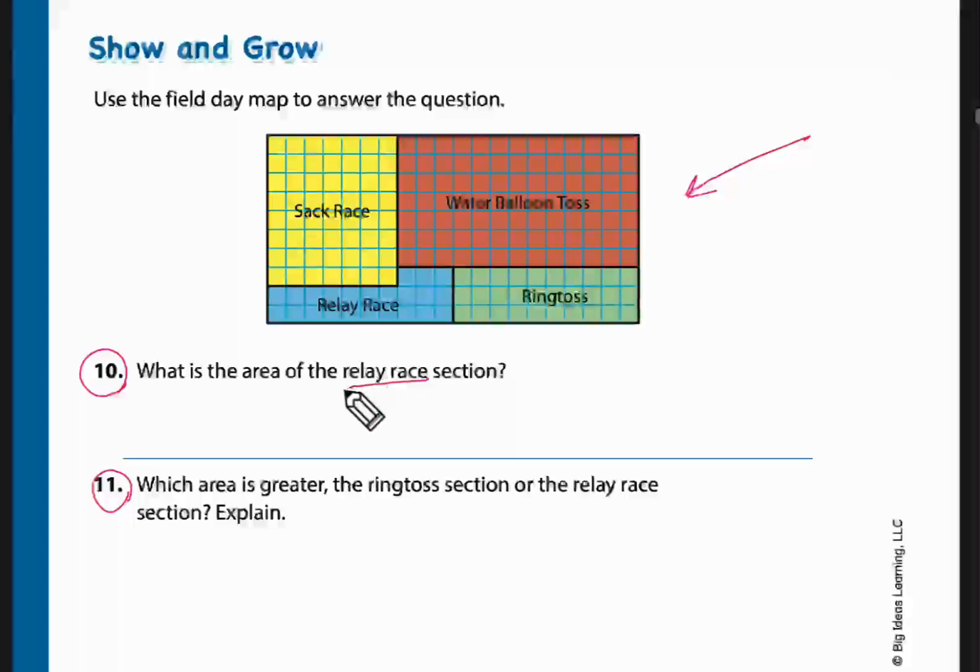Which color? Blue. And what is the area? Relay race. The area. What does area mean? How many squares? Did you count them? Okay, count them. Oh, no, not 25. Let's count it quite quickly together. 24, teacher. Let's count it together, okay, Anas?